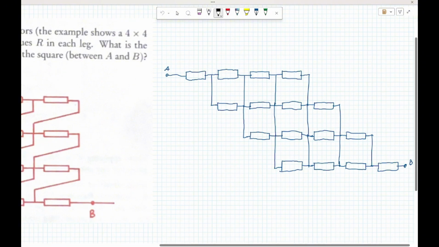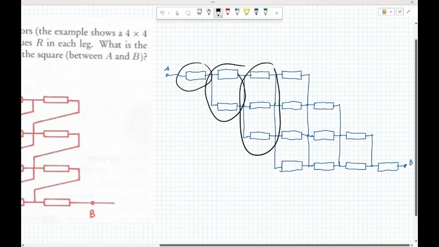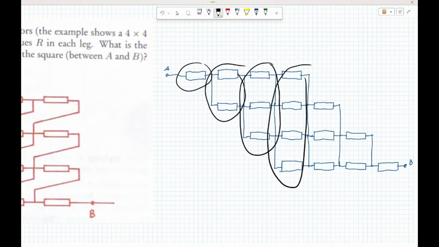So as we did in the question before, you can treat these as systems of parallel circuits, and add them up later as a series. So you can treat this as one resistor, this as another resistor, this as another resistor, and so on, and then you just add them up.